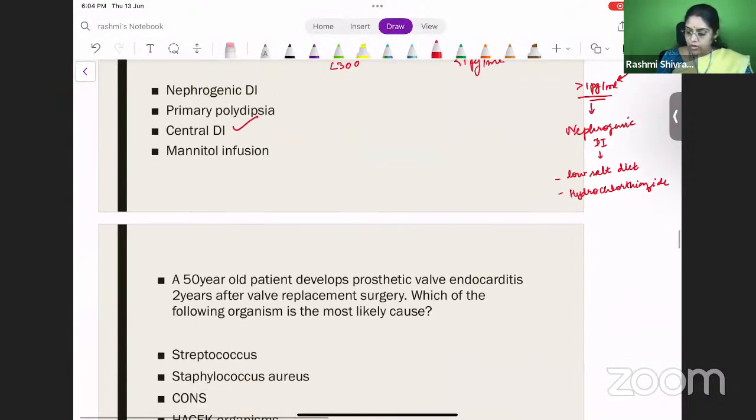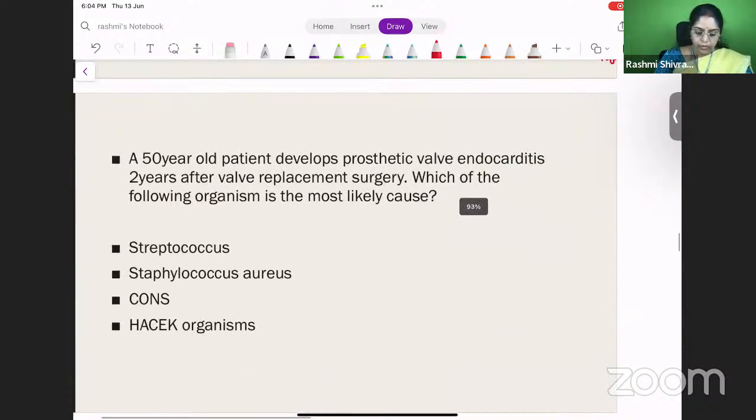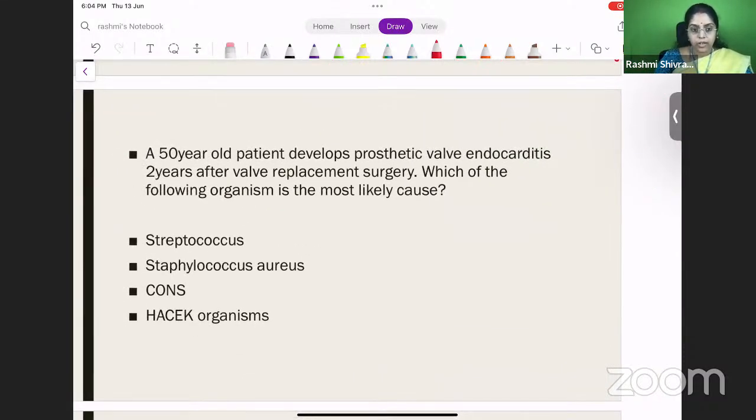So let's move on to the next question. A 50-year-old patient develops prosthetic valve endocarditis 2 years after valve replacement surgery. Which of the following organisms is the most likely cause? Is it Streptococcus? Is it Staphylococcus aureus? Is it CoNS? Or is it one of the HACEK organisms?